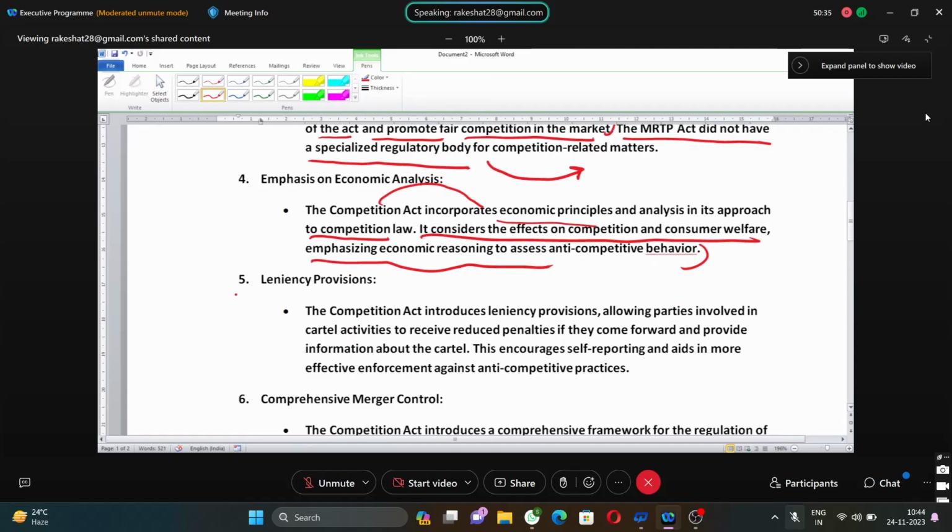Leniency provisions. The Competition Act also introduces leniency provisions allowing parties involved in cartel activities to receive reduced penalties if they come forward and provide information about the cartel. Are you aware of the cartel? What do you know about the cartel? I will discuss with you. This encourages self-reporting and aids in effective enforcement against anti-competitive practices. So can anyone tell me the meaning of cartel?